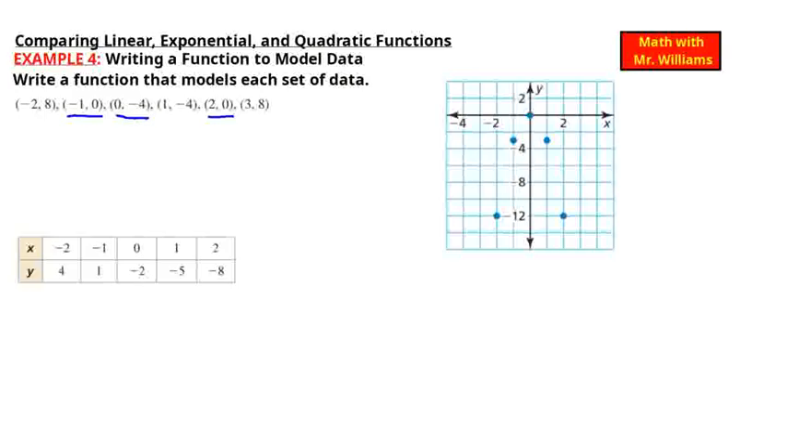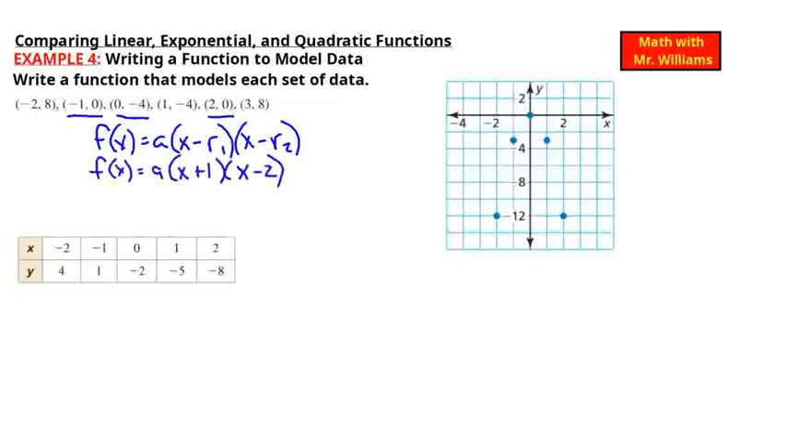Since I do have both x-intercepts, I'm going to go ahead and write down our factored form, which is f of x equals a times parentheses x minus r1 and parentheses x minus r2. So knowing that our two numbers for our x-intercepts are sitting at -1 and 2, we're going to plug that back in, giving us a times parentheses x plus 1 and x minus 2.